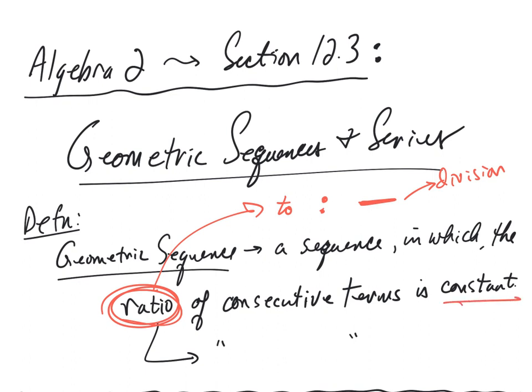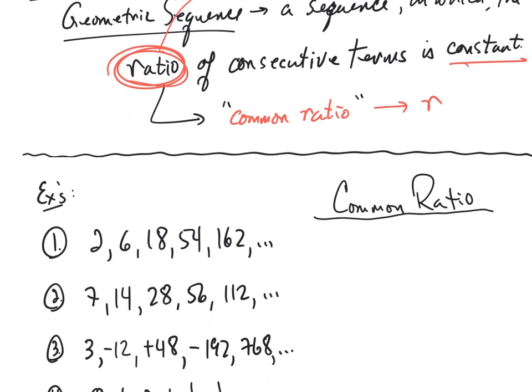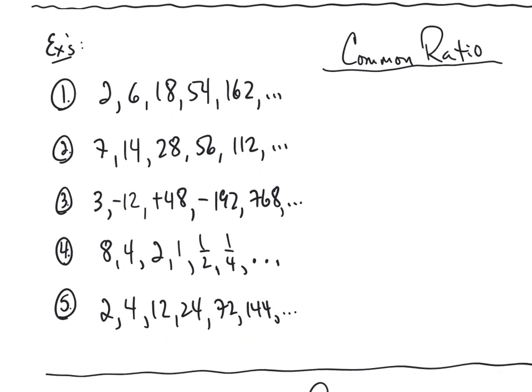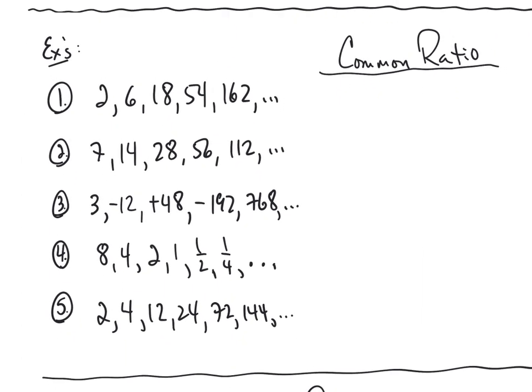Constant, again, doesn't change. And we give a special name to this ratio that doesn't change. Not probably a big surprise, it's called the common ratio, because it doesn't change, and we traditionally use the letter r, a lowercase r, to represent it. So let me give you some examples of some geometric sequences. Feel free to pause the video if you want to jot a few of these down into your notebook.